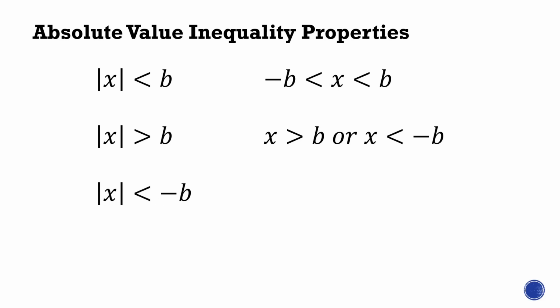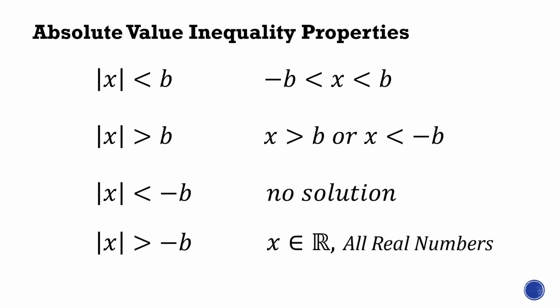If we have an absolute value of x is less than negative b, that one doesn't make any sense because the absolute value of x is always 0 or positive, and that is always greater than any negative number. So this one has no solution. And of course, the last one is absolute value of x is greater than negative b. That means for that one, all real numbers are the solution.